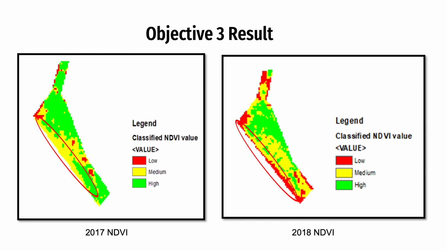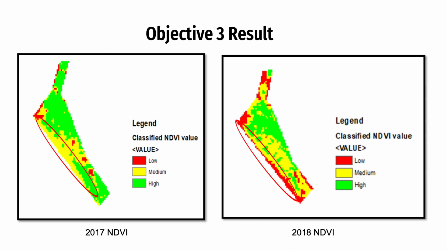So the classified NDVI image of the mangrove forest at the park was further evaluated for changes in distribution density. The evaluation was done by comparing the color scheme of the classified image. The comparison found that the classified image of 2018 contains more pixels with red color compared to 2017, indicating that the mangrove forest at the park has become less healthy, or unhealthy, in 2018.